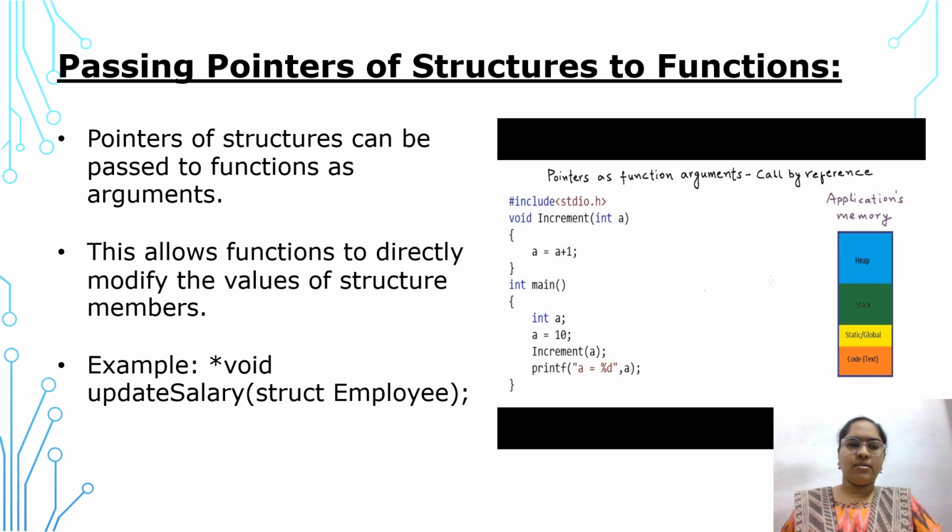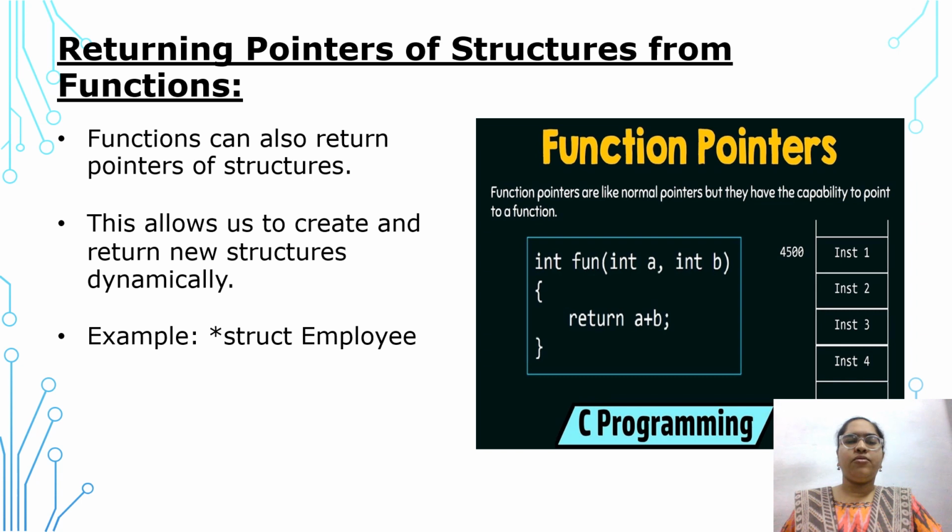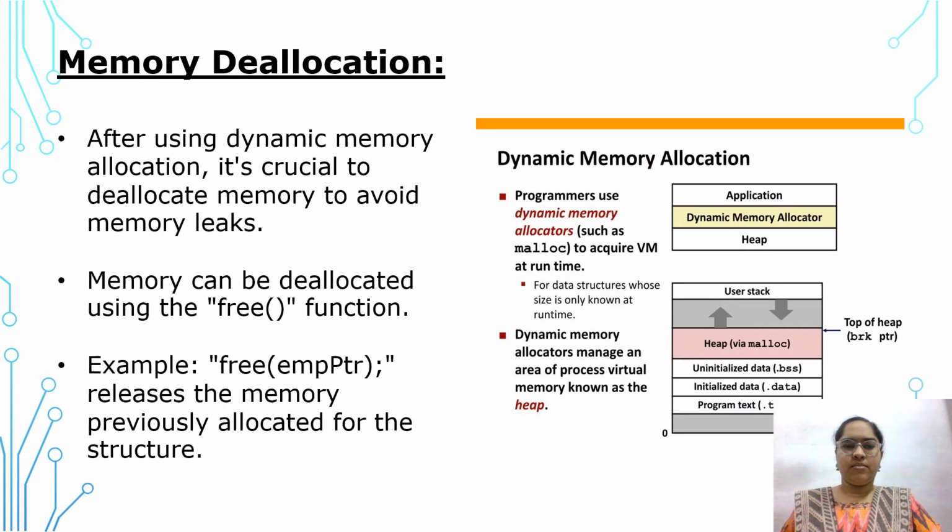And next, returning pointer of structures from functions. Functions can also return pointers to structures. This allows us to create and return structures dynamically. If we look at the picture, we can see that it takes int function of int a, int b, and it returns a plus b. It's a simple program, but we can also return larger programs using pointer of structures from functions.